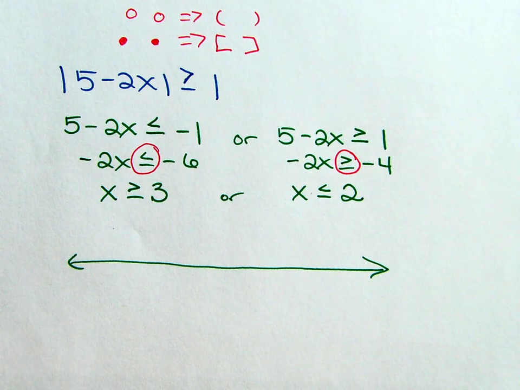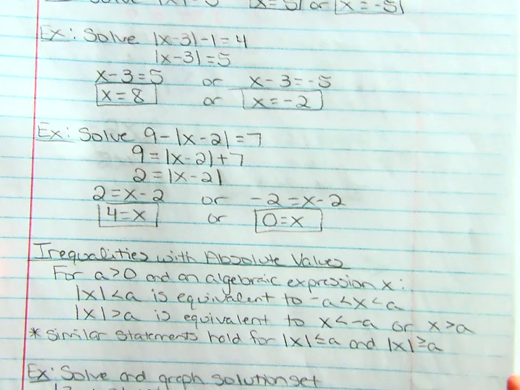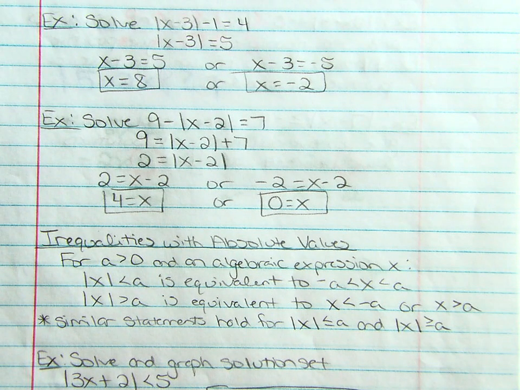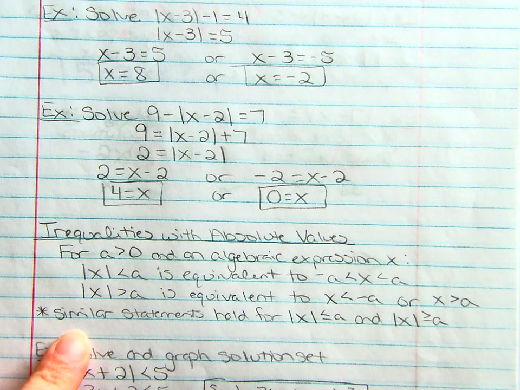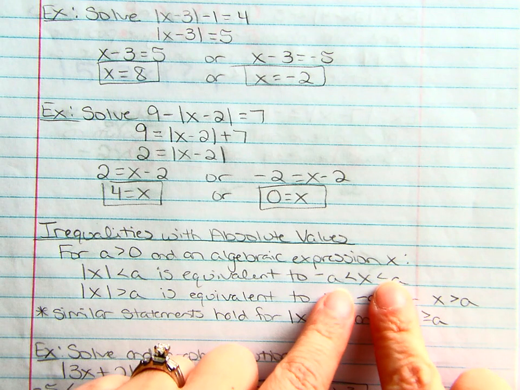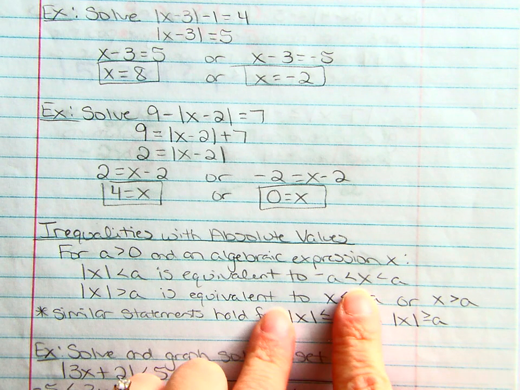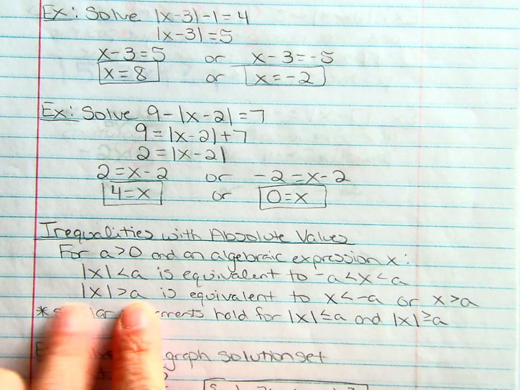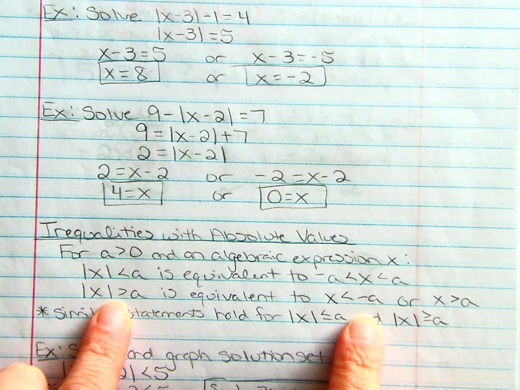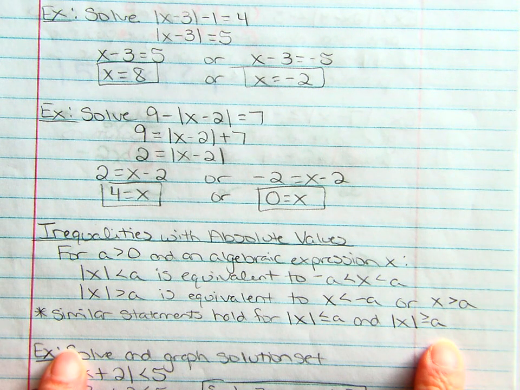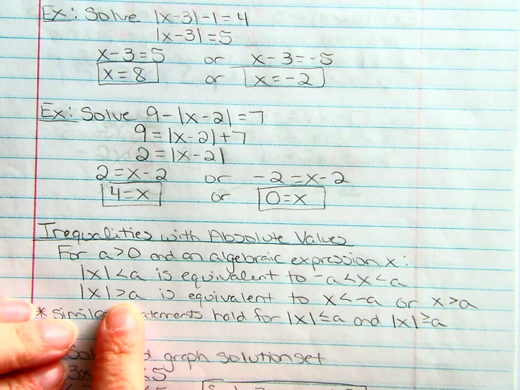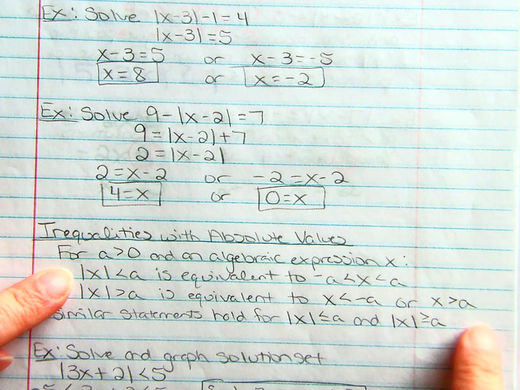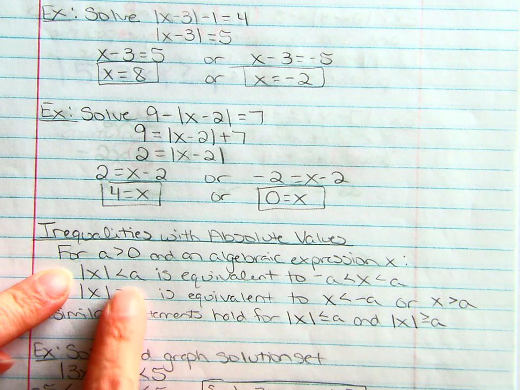Okay. Here's the rules. On the similar statement line, all I'm stating here is that if the signs change, this all holds true if this says less than or equal to. This all holds true if this says greater than or equal to. That's all this similar thing says. So instead of writing these two lines again with less than or equal to or greater than or equal to, I'm just saying understand that these rules hold if the sign has that line underneath it. Okay. Does that make sense?